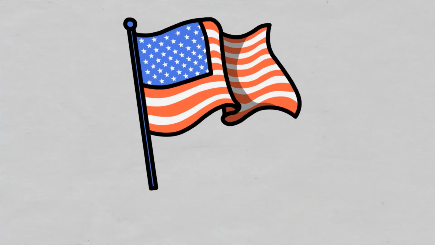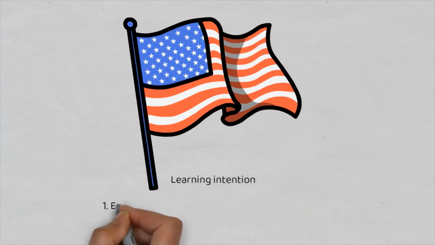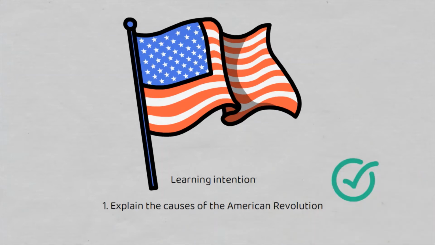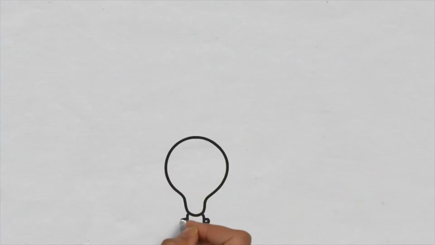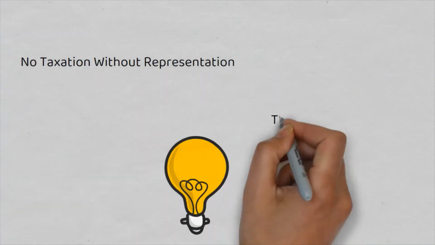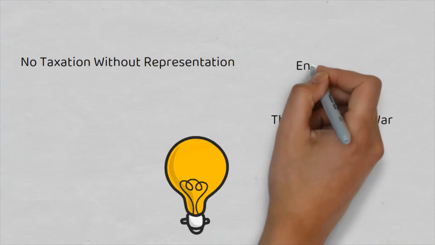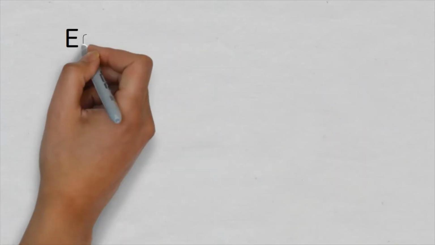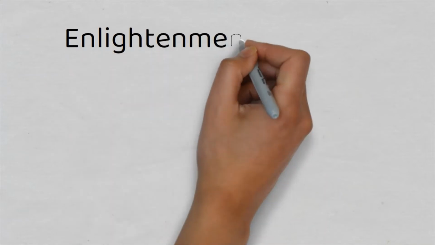This video will look at the causes of the American Revolution. The four background causes that will be explained in this video are no taxation without representation, the 7 Years' War, trade restrictions, and Enlightenment.